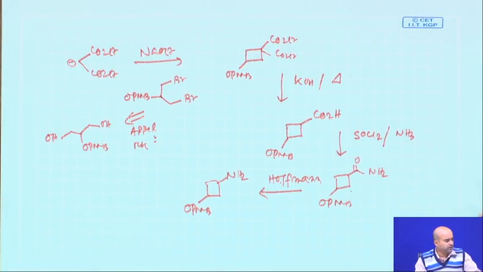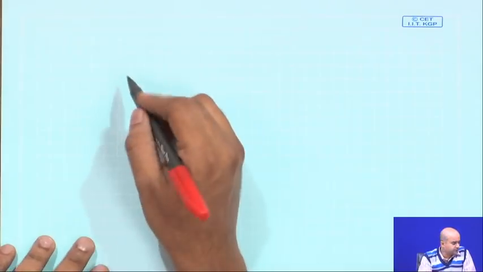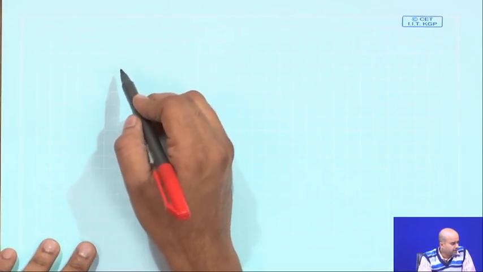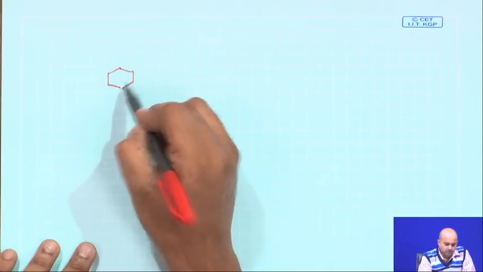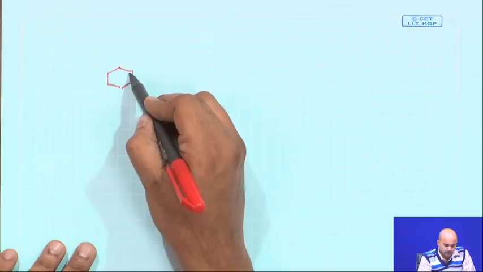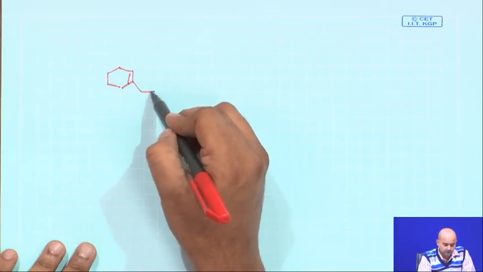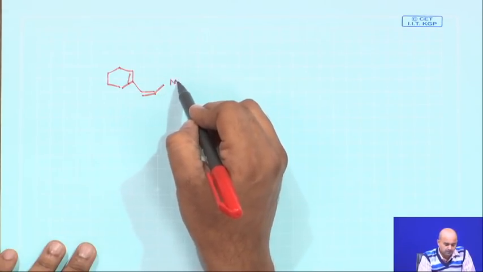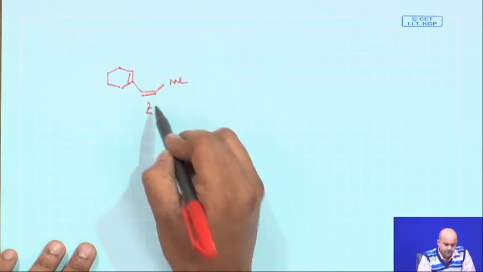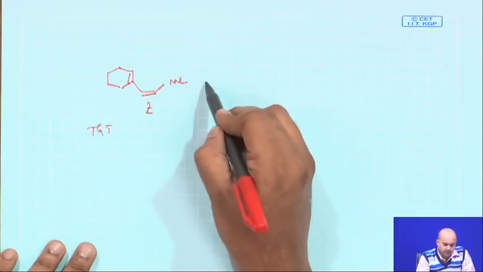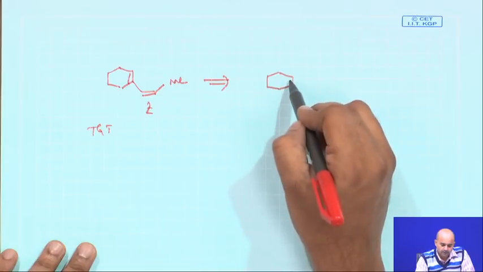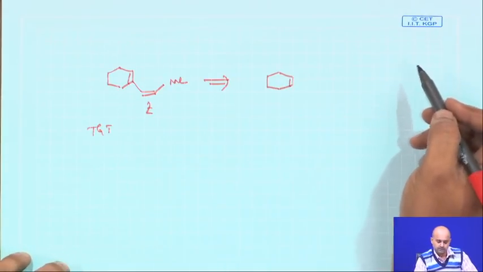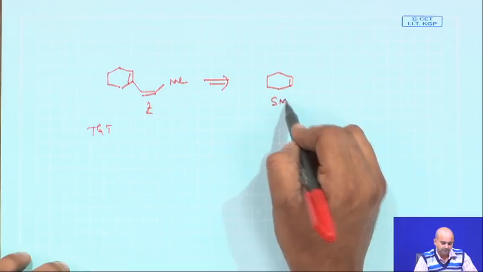So, this is a very simple, straightforward way you can continue with this kind of approach. We will be stopping our discussion by discussing a very simple target molecule. The target molecule is something like this, where the double bond geometry is cis, and the starting material which was given to you is a cyclohexene.